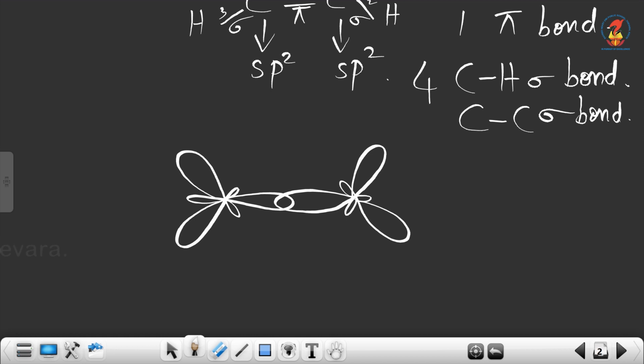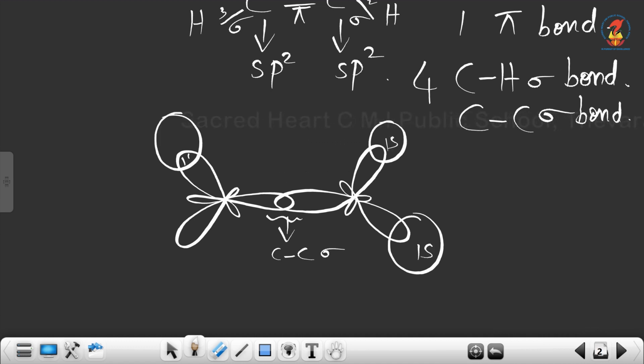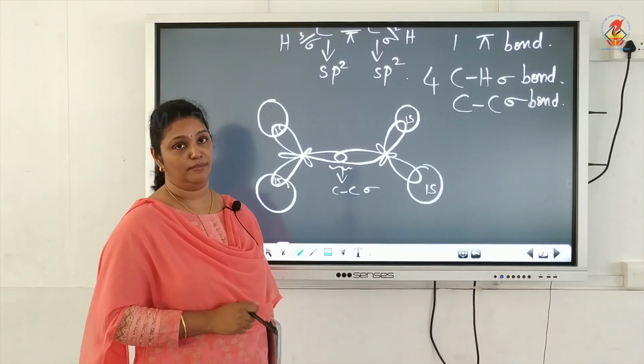So this is the sp2 hybrid orbital of the second carbon atom, and you can see one hybrid orbital of both carbons is used in the formation of the C-C sigma bond. Now the other two hybrid orbitals will overlap with the half-filled 1s orbital of the hydrogen atom to form four C-H sigma bonds.